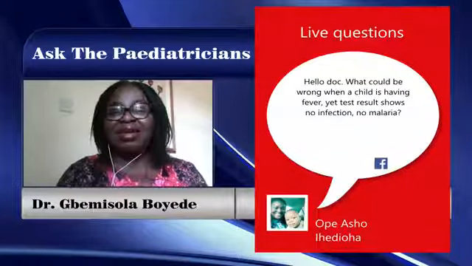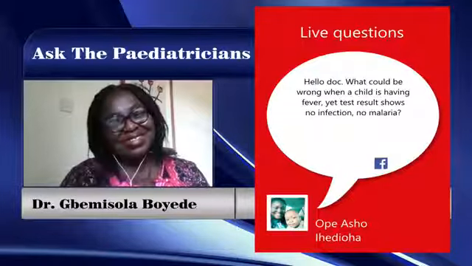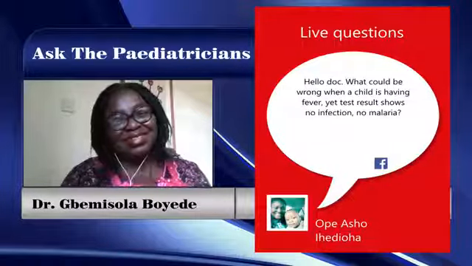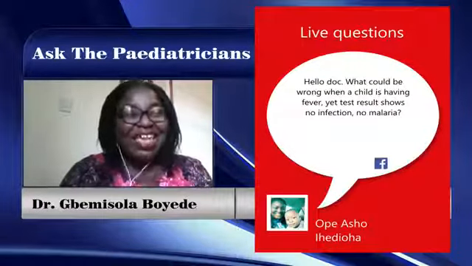What could be wrong when the child is having fever, yet test results show no infection, no malaria? Doctor has taken this already, but she wants to hear. Yes, I've answered. So it could be a virus infection, it could be other causes of fever that basic full blood counts and malaria tests, which most doctors will do, will not pick up. So yeah, children could have urinary tract infection. They could have so many things that could cause fever that you will not pick up from those tests.